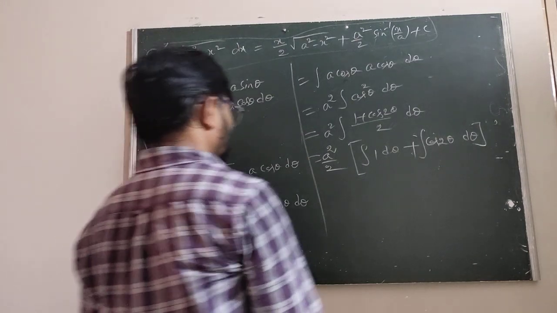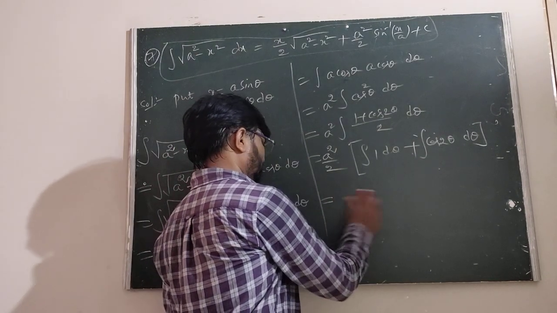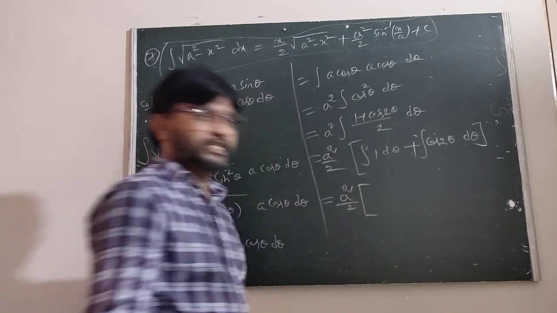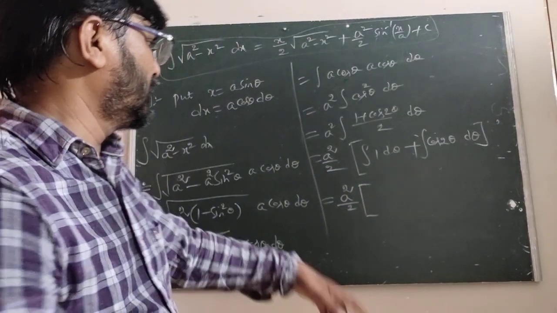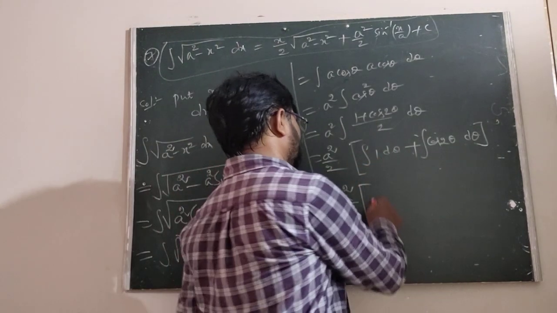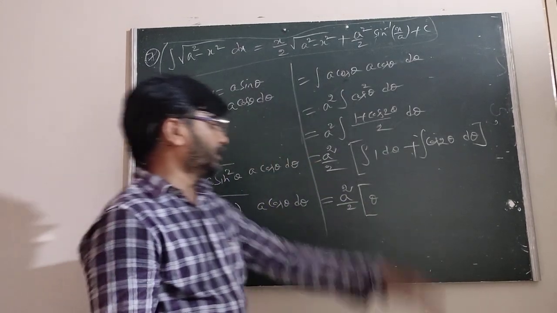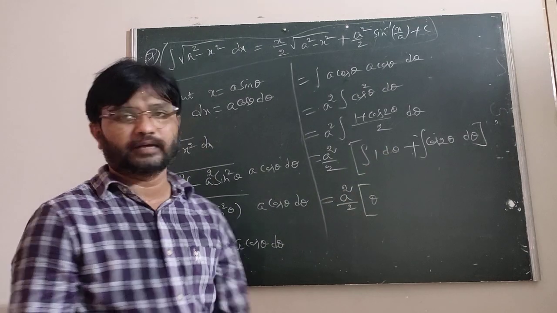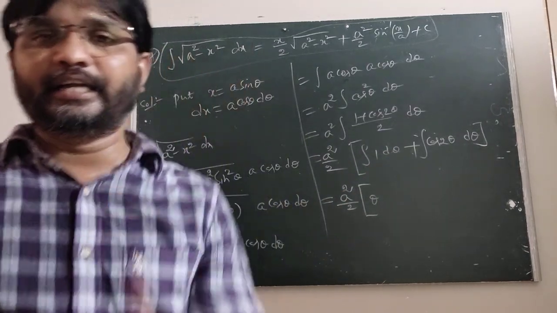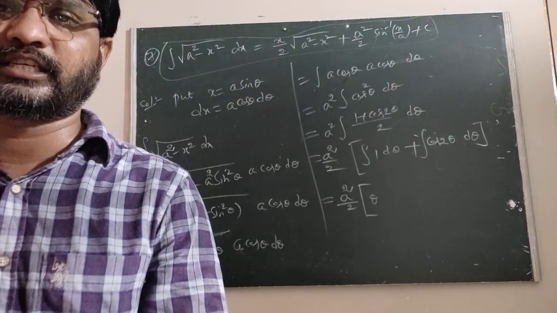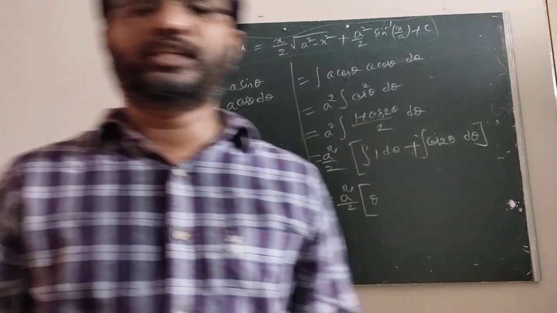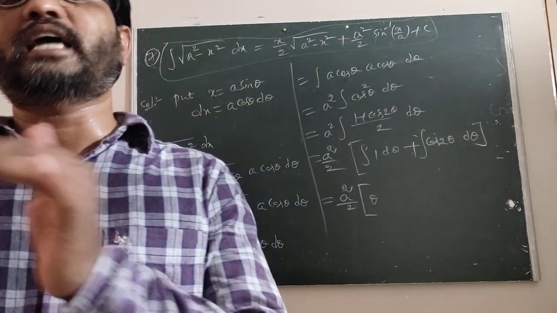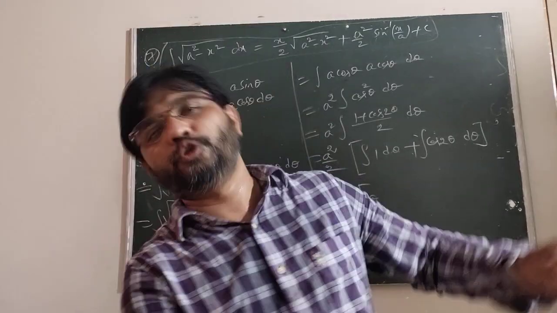Now we write a square by 2. The integral of 1 into d theta is theta. Is it okay? The integral of 1 into d theta is theta. Now we know that the integral of cos x is sin x. After that, the integral of cos of ax plus b is sin of ax plus b into 1 by a.